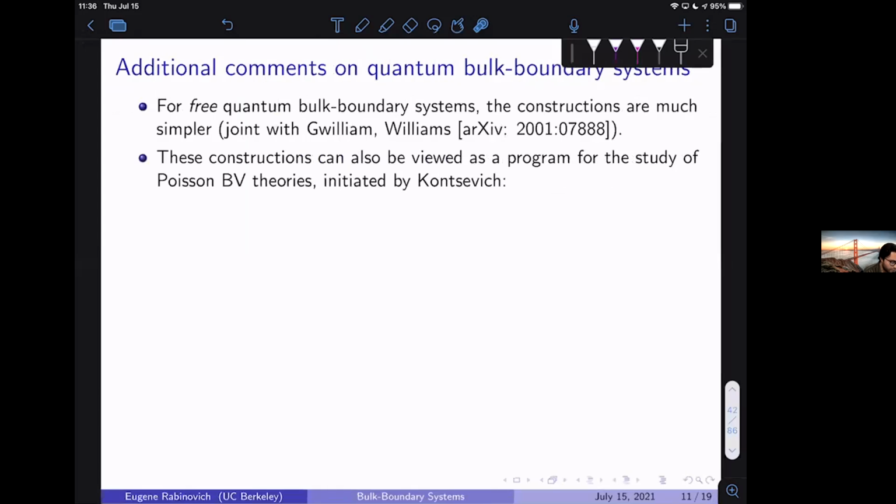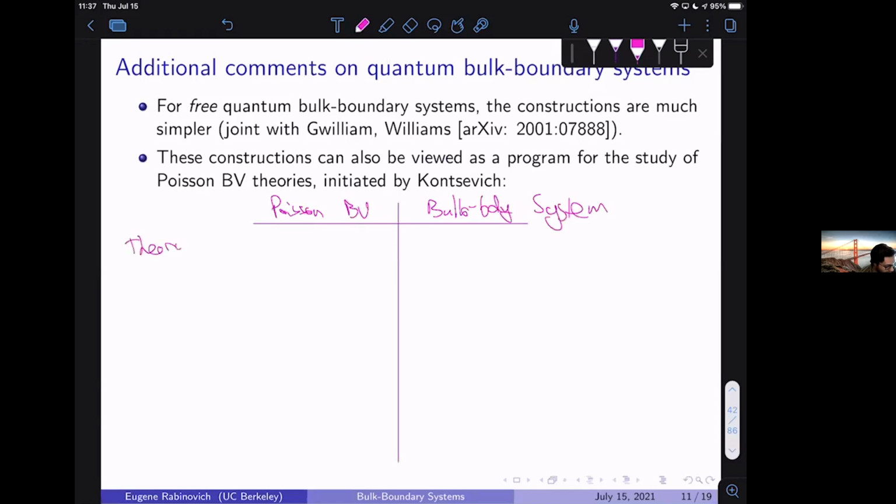And I also want to get back to this point that I would like to say that this is a sort of program for the study of quantization of Poisson BV theories. So this is, again, following up on the intuition of Kontsevich. So the philosophy here is that there's the Poisson BV world, and then there's the bulk boundary system world. So as an example, there's something called Poisson topological mechanics.